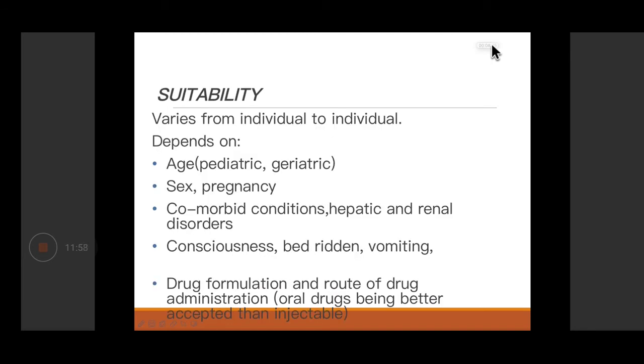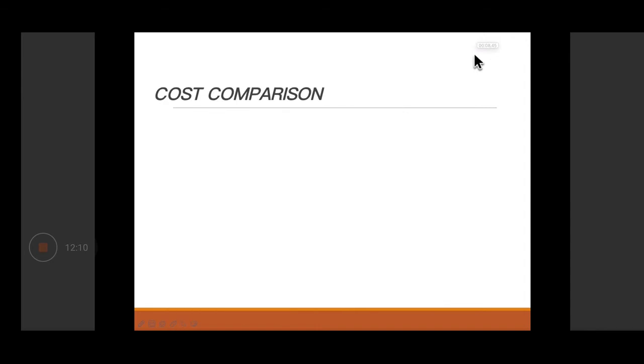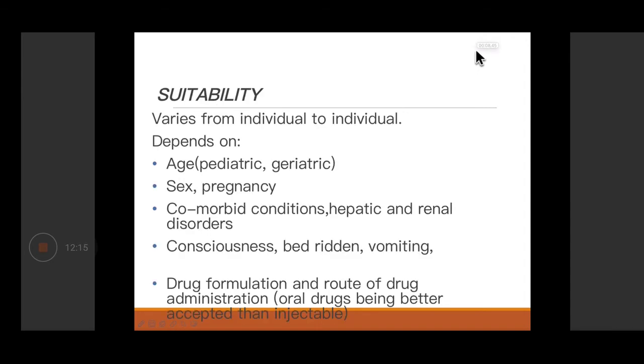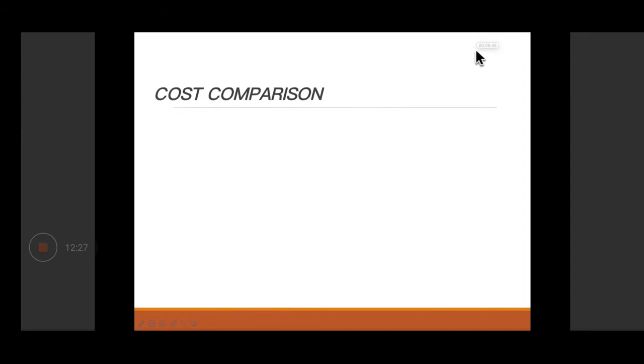Suitability, a big group. It varies from individual to individual, and depends upon age, sex, pregnancy, comorbidities, unconsciousness, drug formulation, and routes of drug administration. Then you have cost comparison. See, suitability has got so many things, whether the person is pregnant or a child or a comorbid person, all that comes under it, and in emergency, unconscious, all that comes under suitability.